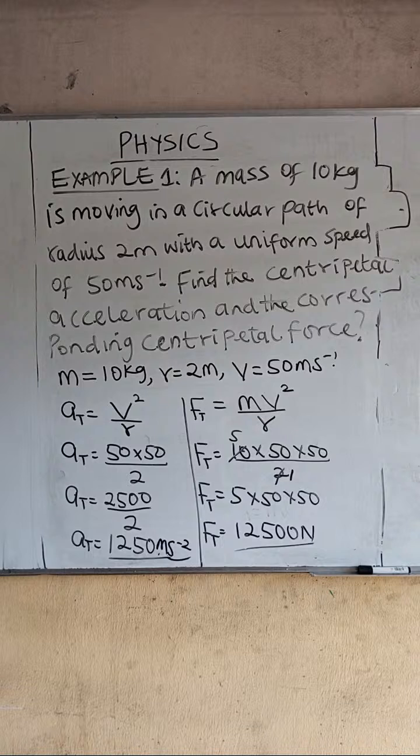Okay, Mama, you ask why is it meters per second? That is the unit of acceleration. I made a mistake earlier, so it was supposed to be meters per second square. It's supposed to be meters per second square.